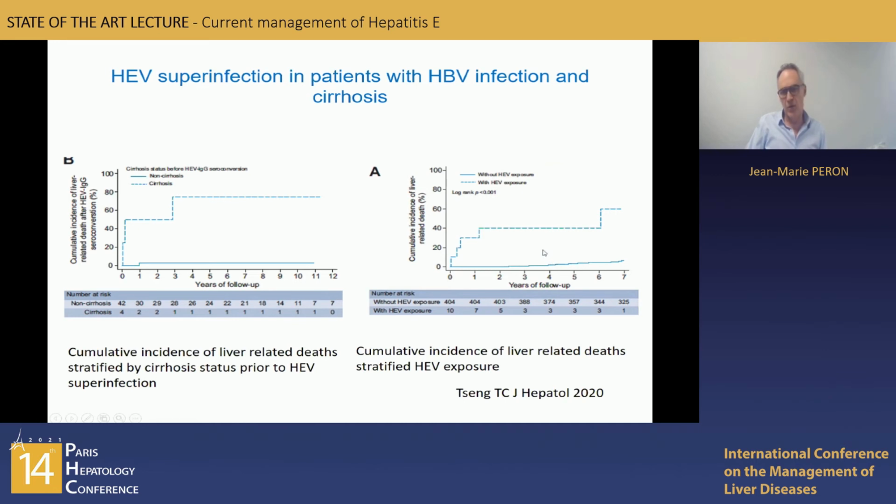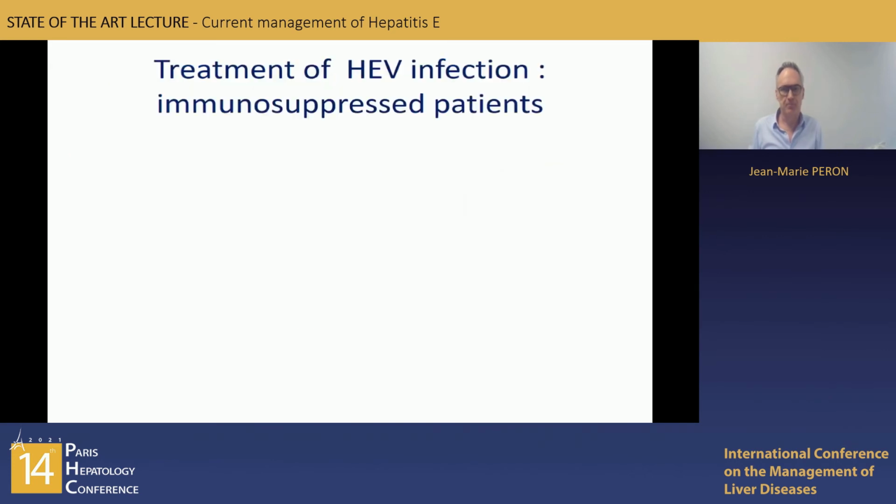And this is another way to look at the data. You have patients with cirrhosis, patients without HEV exposure on the bottom, and patients with HEV exposure on top. You can see that the mortality is higher with patients with HEV exposure. So it's dangerous for patients with cirrhosis to have HEV superinfection.